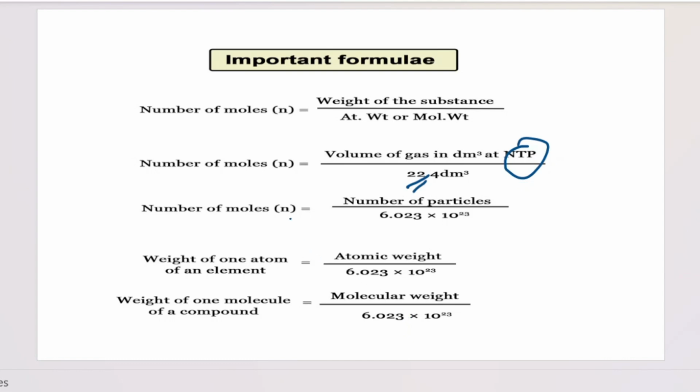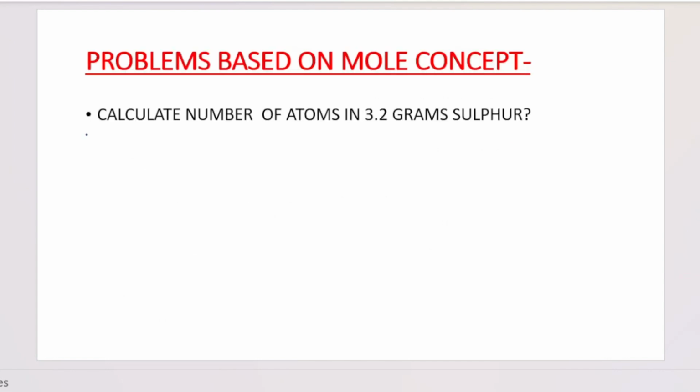Okay, now we will solve some problems based on this. Calculate number of atoms in 3.2 grams sulfur. Okay, so how to do this? Number of atoms is equal to number of moles into Avogadro's number.